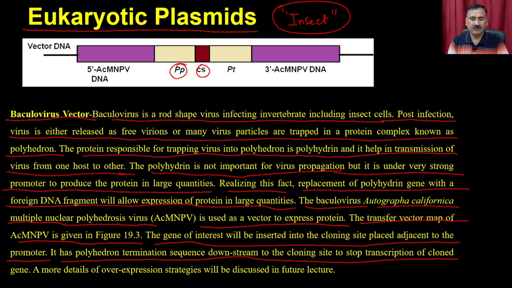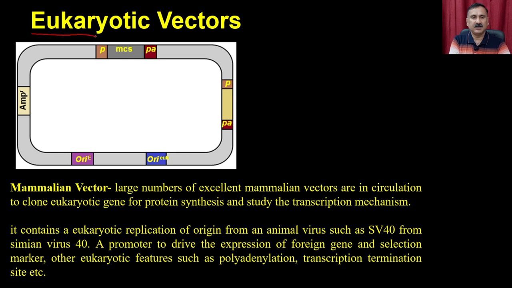So this is what you have. You have the ACMNPV vector, where you have the polyhedrin promoter, and next to the promoter you have the cloning site. Within this cloning site you can insert the gene of your interest, and that's how it is going to start expressing this particular protein instead of the polyhedrin. It also has the termination sequences so that the transcription is going to stop after this. You can take this and put it into the insect cell lines, and that's how you're going to express. Then we have the eukaryotic vectors, like the mammalian vectors.